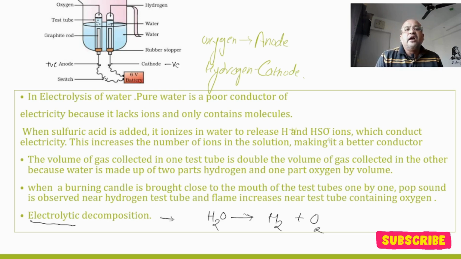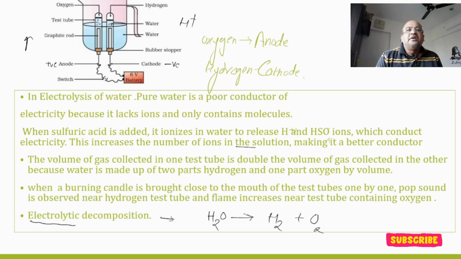So we add a little sulfuric acid to it. What happens when sulfuric acid is added? It ionizes water, right, to release H plus ions and HSO4 ions, which conduct the electricity. This increases the number of ions in the solution, and thereby it makes it a better conductor, right?